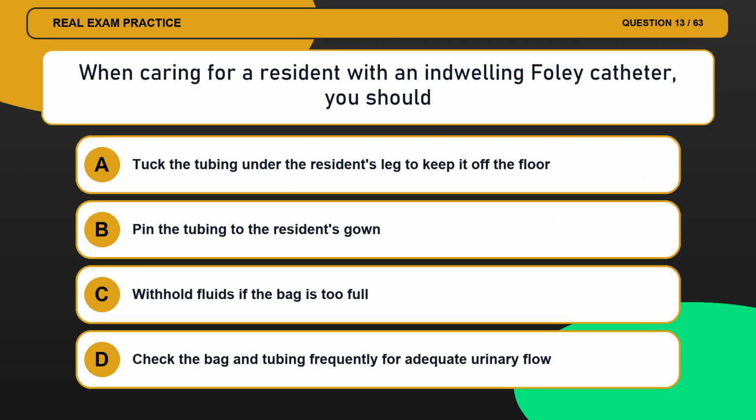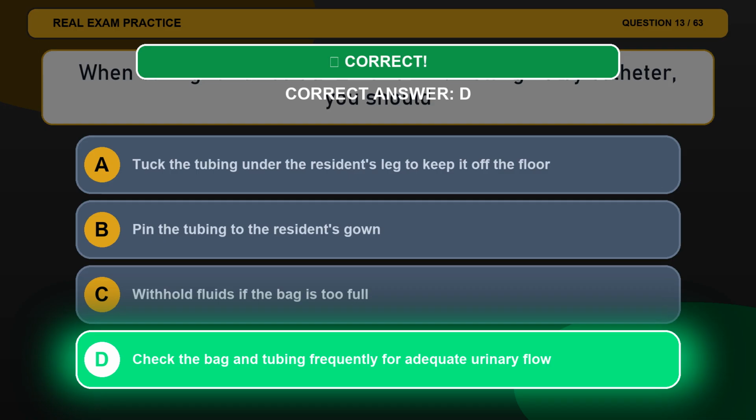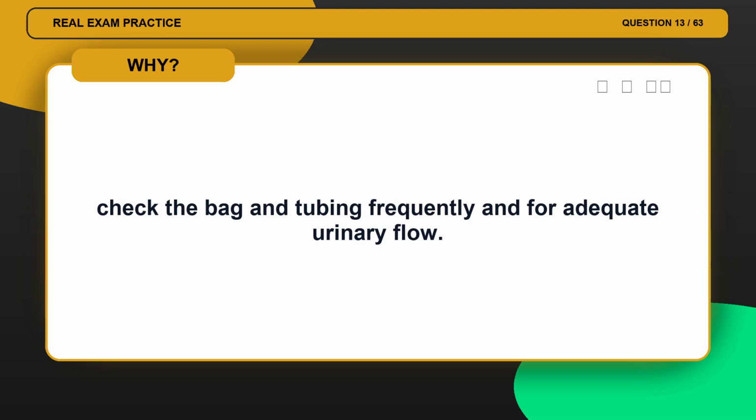Question 13. When caring for a resident with an indwelling Foley catheter, you should, option A, tuck the tubing under the resident's leg to keep it off the floor. Option B, pin the tubing to the resident's gown. Option C, withhold fluids if the bag is too full. Option D, check the bag and tubing frequently for adequate urinary flow. The correct answer is option D. Check the bag and tubing frequently for adequate urinary flow.